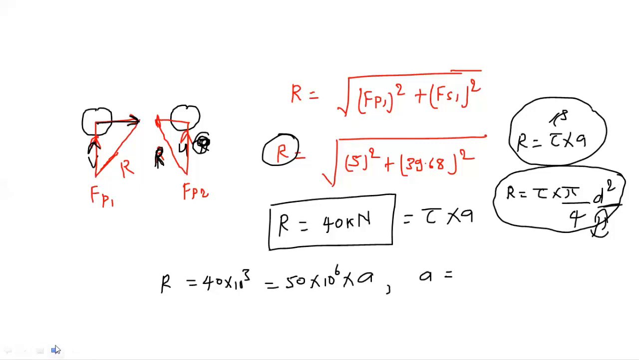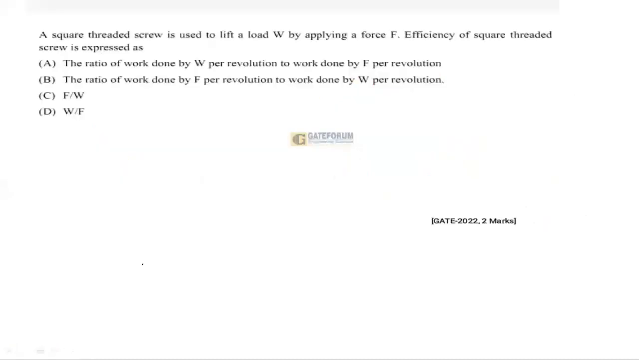Okay, well, now come to the next question, my dear friends. So this is our next question. You can see here a square thread screw is used to lift a load W by applying force F. The efficiency of a screw thread is expressed as: option A, the ratio of work done by W per revolution to work done by F per revolution. Option B, the ratio of work done by F per revolution to work done by W per revolution, that means opposite of A. C is F upon W, D is W upon F.